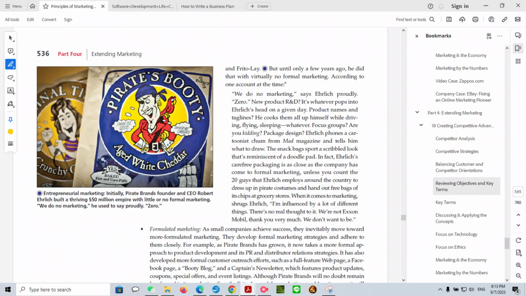In fact, Eldred's carefree packaging is as close as the company comes to formal marketing, unless you count the 20 guys that Eldridge employs around the country to dress up in pirate costumes and hand out free bags of chips at grocery stores. When it comes to marketing, shrugs Eldridge, quote, I'm influenced a lot by different things. There's no real thought to it. We're not Exxon or Mobil. Thank you very much. We don't want to be.